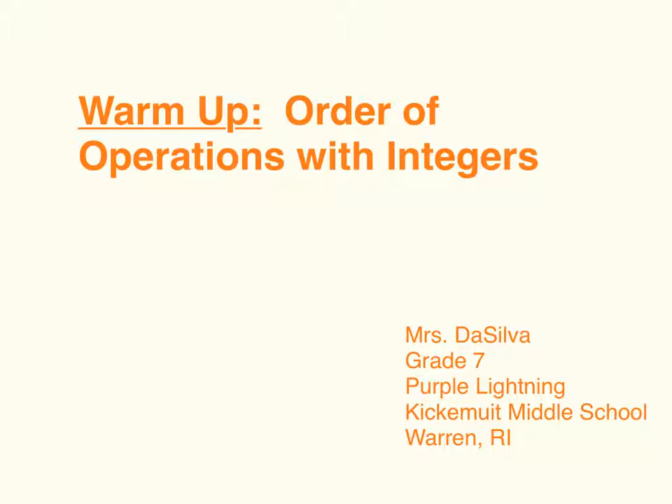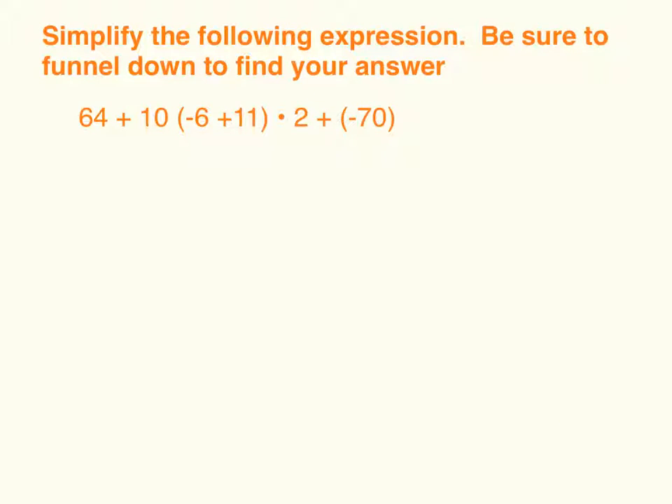So again, we're going to be doing a warm-up that has order of operations, and we've inserted some of those integers into this problem as well. So here we are. We're going to make sure we funnel down, of course, and follow the order of operations. So the first thing in the order of operations, of course, is the P, parentheses. So going across from left to right, there's really only one parentheses in this problem.